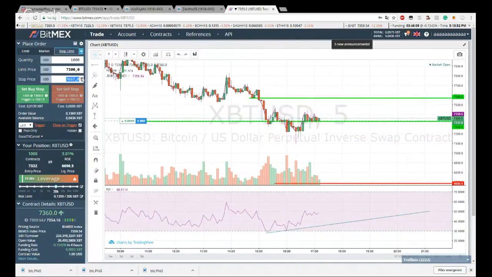Then you have a stop price and a limit price. What this means: first, you set the stop price. So let's say I want my stop to be just below this price level here. So I'm going to set it at 72. That's the stop.